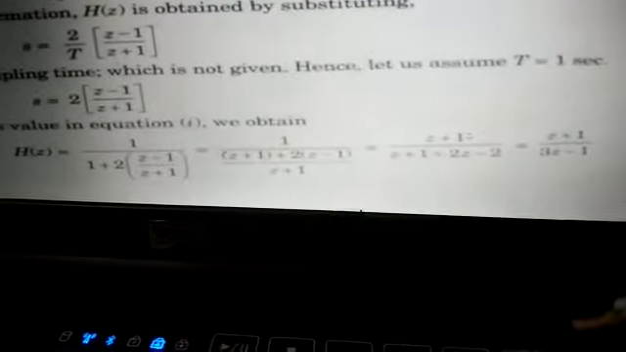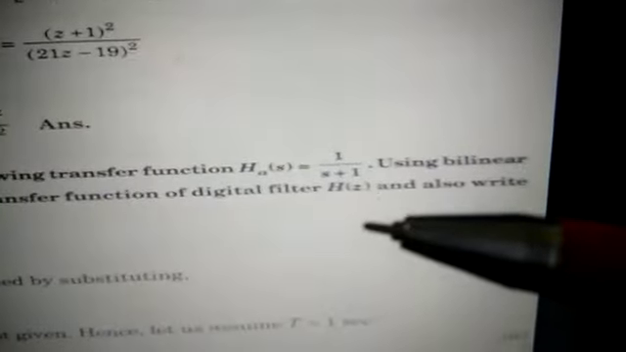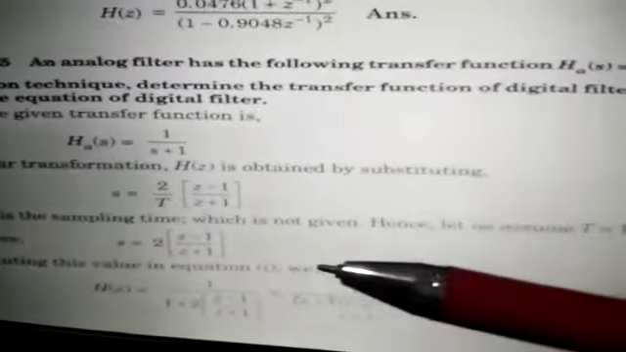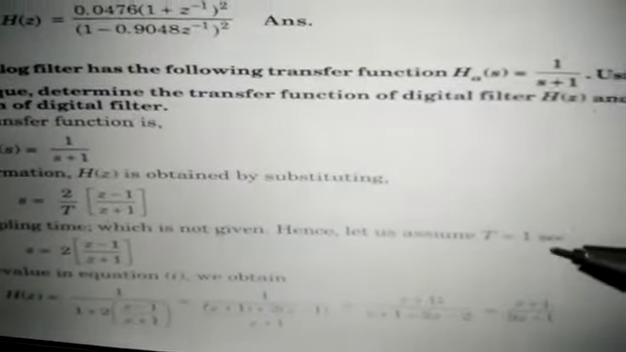And later on the value of t is also needed. Here t is the sampling period, and t is not given in the example. We can assume t is equal to 1 second. Here it is written, hence the value of t is assumed to be 1 second. So you can put t is equal to 1 and get this transfer function.